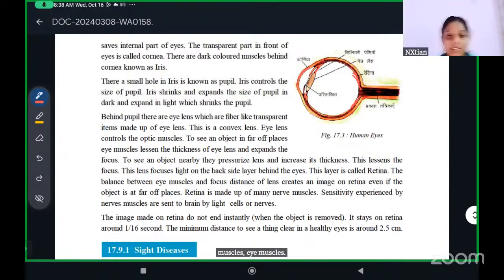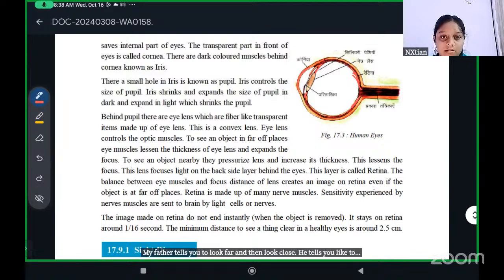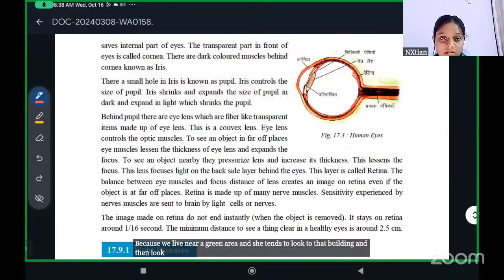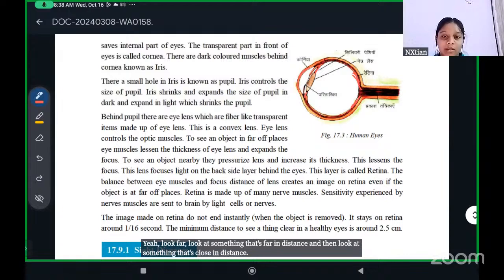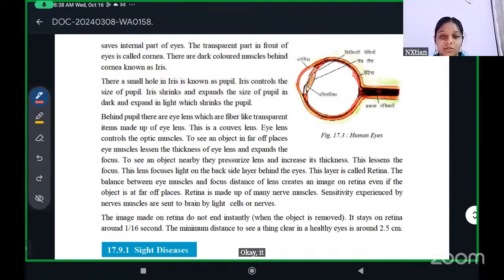Yes, Abraham, the glasses. My father tells me to look far and then look close. Because we live near a green area, he tells me to look at a building and then look back. Look at something far in distance, and then look at something close in distance. It's basically to enhance your focus and your eye muscles.